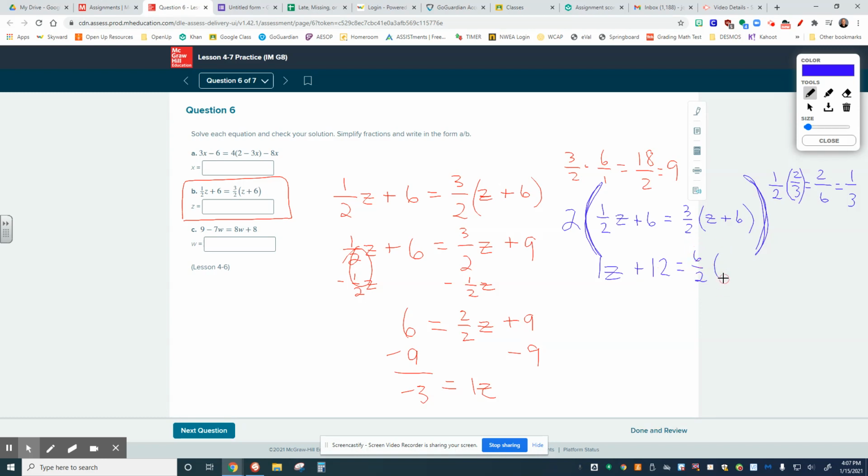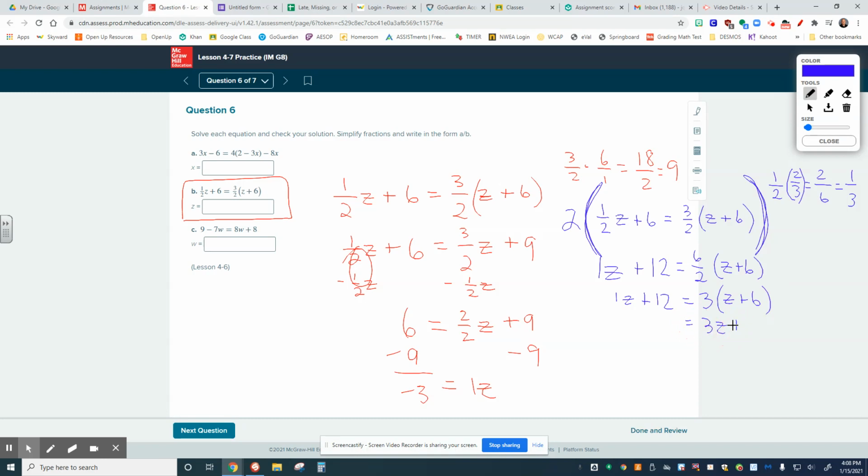But because this grouping is inside of the parentheses, it's protected or insulated from multiplying by 2 because it's just the coefficient that's affected. And then what I'm left with is 1z. Sorry, let me get rid of that. I'm left with 1 times z plus 12 is equal to 3 times the sum of 6 and z. And I can go ahead and continue with that process.